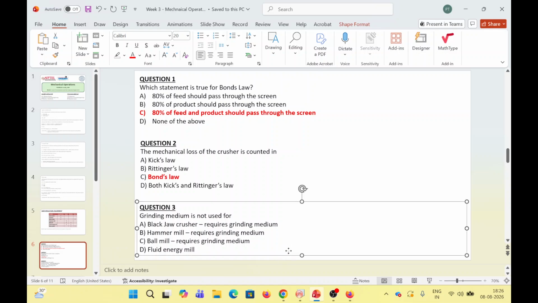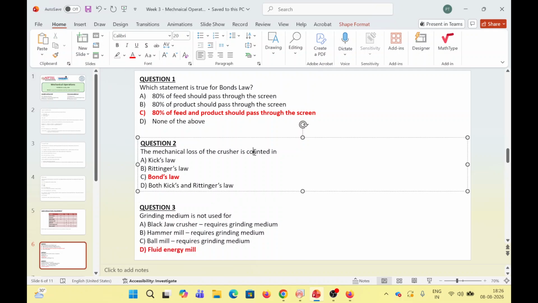Whereas fluid energy mill is something that is not actually going to require a grinding medium, because there the fluid itself will basically do the breaking, or you can say do the size reduction process. So that is basically the type of mill which does not require a grinding medium. So fluid energy mill is the answer.